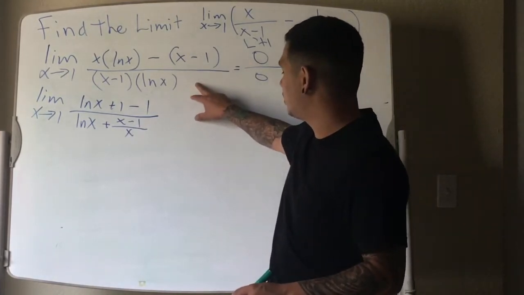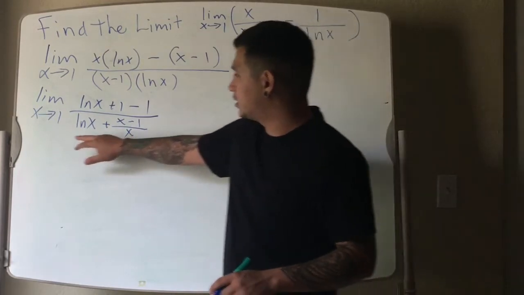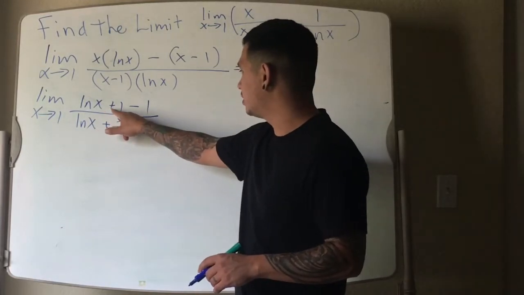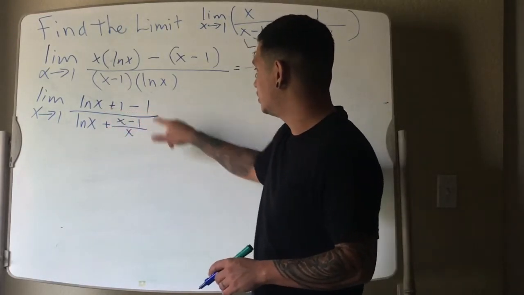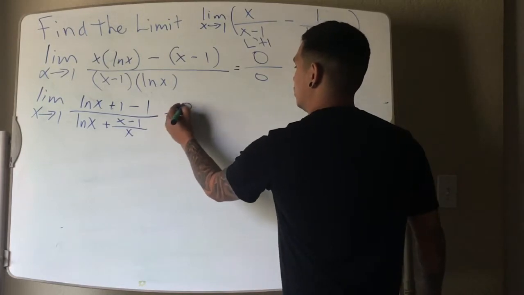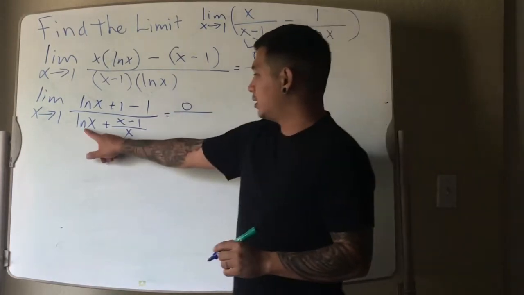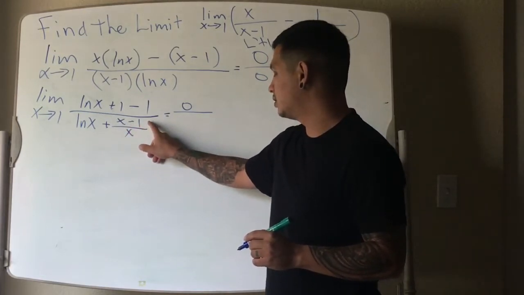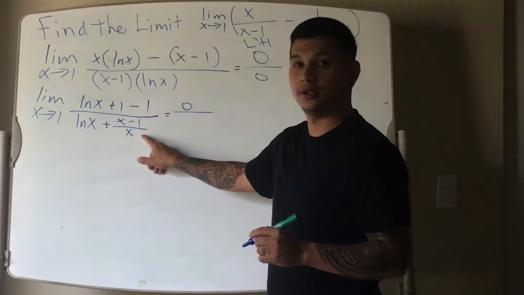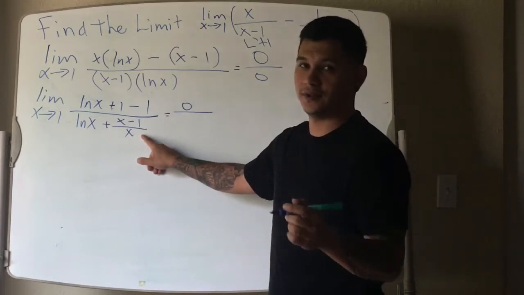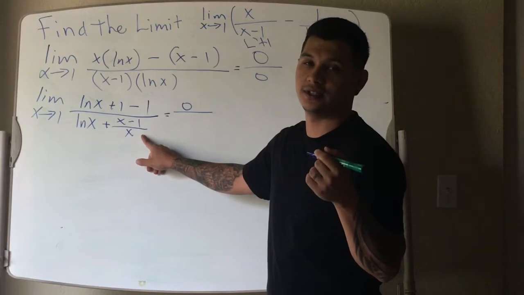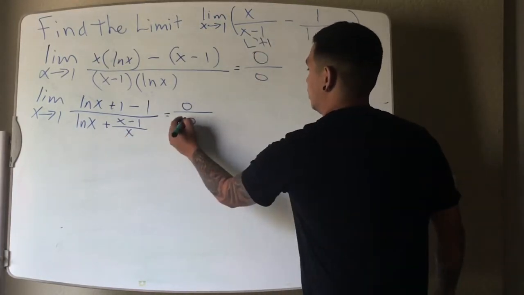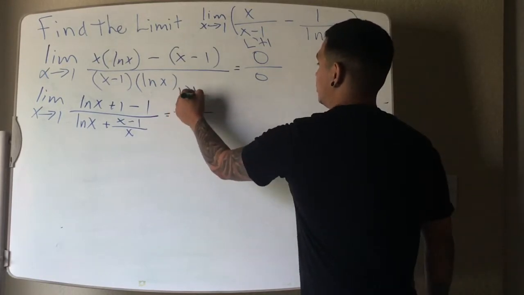Now, since we applied L'Hospital's rule, next step is we're going to plug in 1. So when you plug in 1, this is ln 1, that's 0, plus 1 minus 1 is 0. 0 over 1 is 0. Remember, you can divide a number into 0, but you can't divide 0 into a number. So this becomes 0 over 0. So we can apply L'Hospital's rule again.